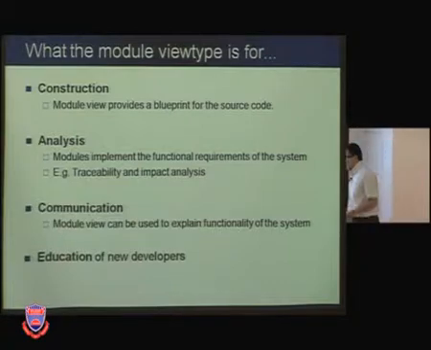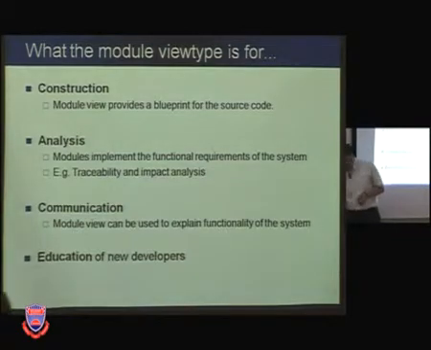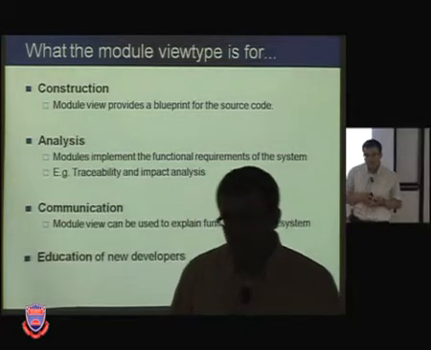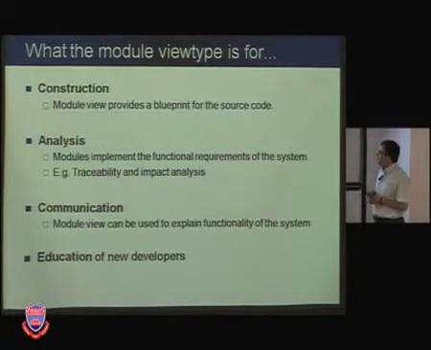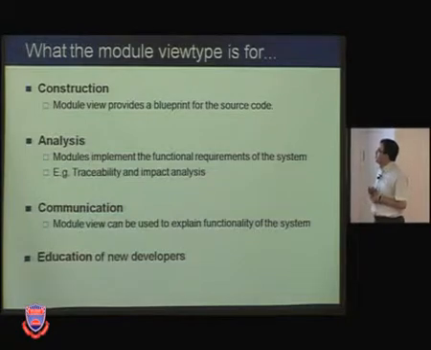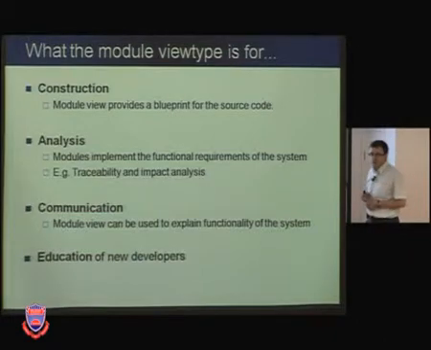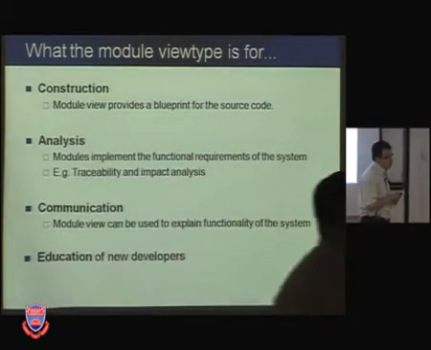So we have seen actually the module view type. We have seen the predefined styles: the composition, uses, generalization, layered. Typically, where can we use the module view type for construction? Module view type. The module views provide a blueprint for the source code. It defines the implementation units. Typically, you need to implement these modules, these classes.